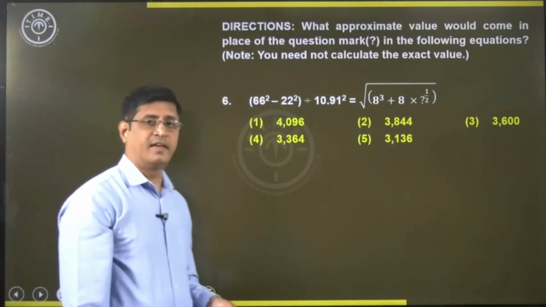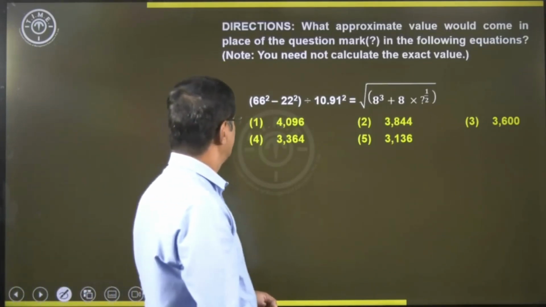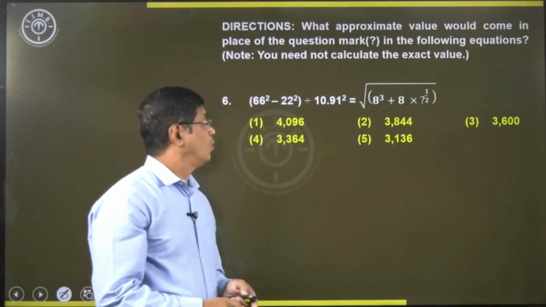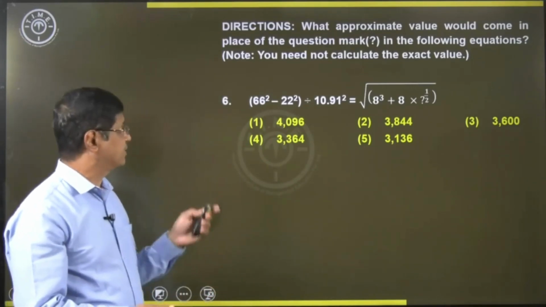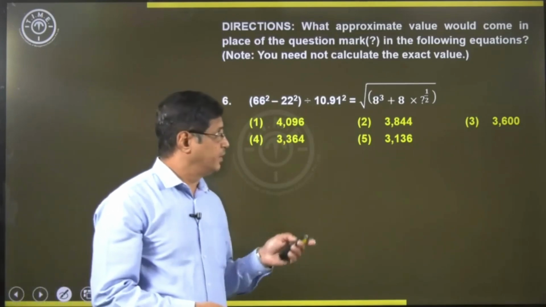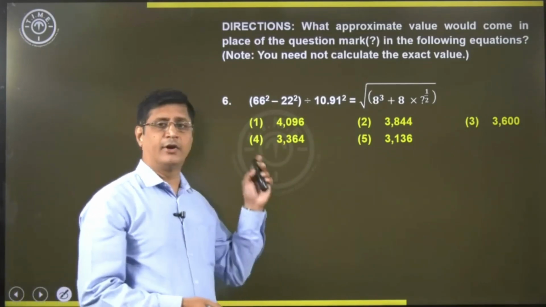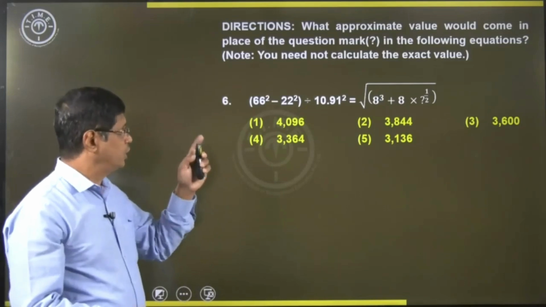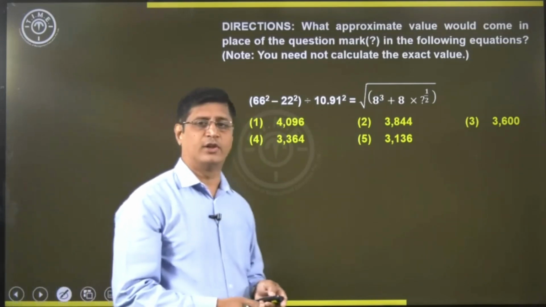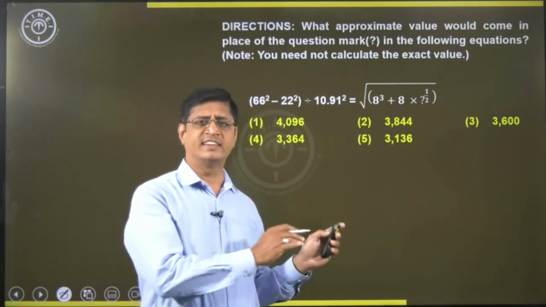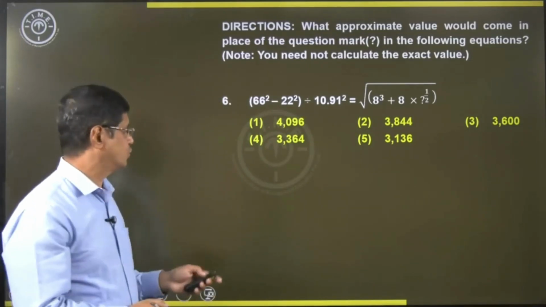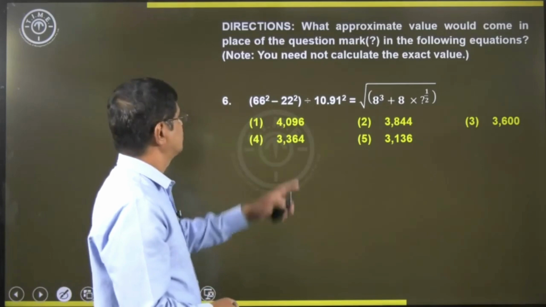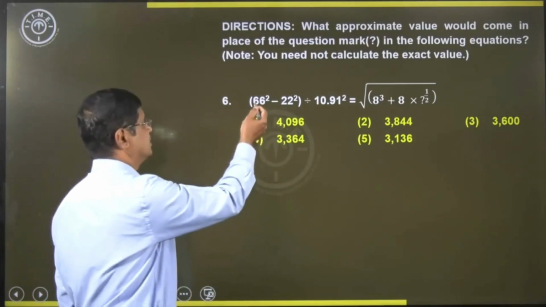Okay. Next set of questions. Directions are given here. What approximate value would come in place of question mark in the following questions? And a note is given here. You need not calculate the exact value. Just find out the approximate value by taking approximate values. Okay. Look at the first part here.